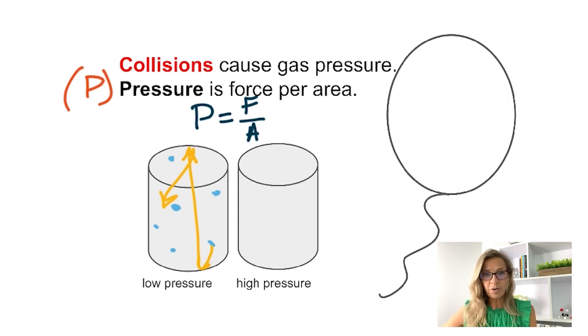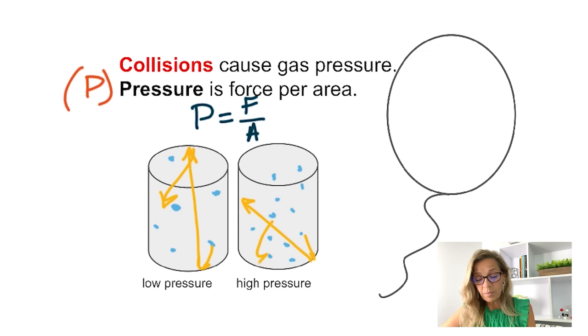And the more gas particles I have in there, the more collisions I have. So that increases the force and that increases the pressure. So this is a low pressure situation. I have just a few gas particles. But what if I were to increase the number of particles? Well, that would increase the number of collisions. And so there would be more collisions per time, and that would increase the pressure inside that container. So more collisions, greater pressure.